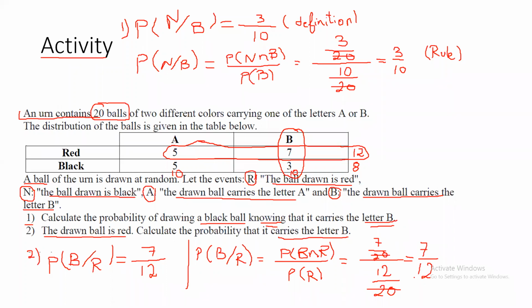Yes, George. Under, it becomes 20 over 20? No, red. How many balls are red, George? 12. The red balls are 12, over the total, over 20.